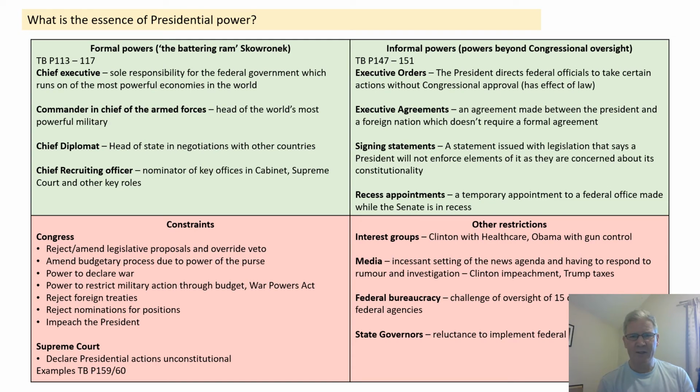Contrasting to that, you can see in the bottom left the constitutional constraints of Congress and also the Supreme Court. Perhaps significantly, though, you have the other restrictions that the President now faces in a modern democracy. The dangers of interest group interference with policy, the importance of the media and having to respond to that, but also significantly the federal bureaucracy and state governors, the means by which you can actually control government across the whole of the United States, but you're reliant heavily on others to implement your policies.